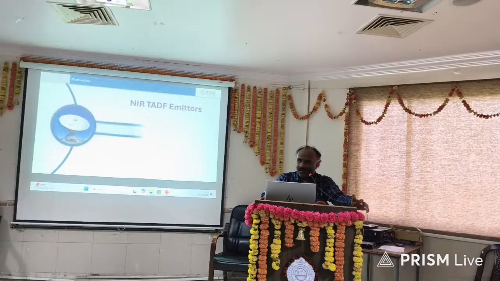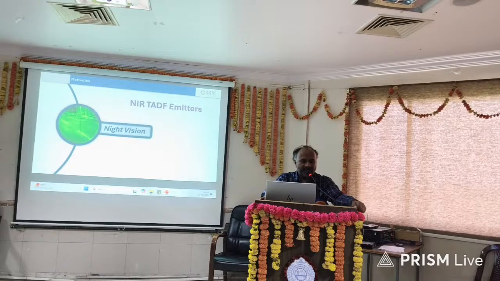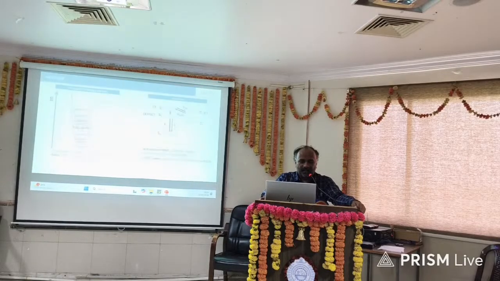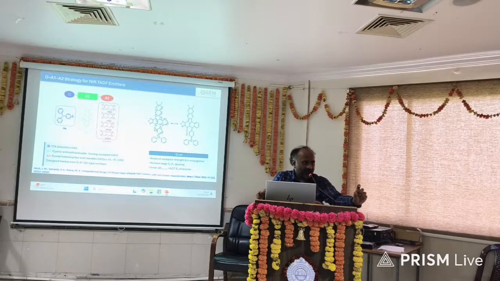And near-IR emission is very, very important for night vision, lasers and biological applications. Getting near-IR emission is difficult because we should have a smaller energy gap. So what we have done is we have taken molecules which show extended conjugation within the molecule. When the conjugation is there, the pi electrons delocalize more within the molecule, and we get smaller energy gaps.